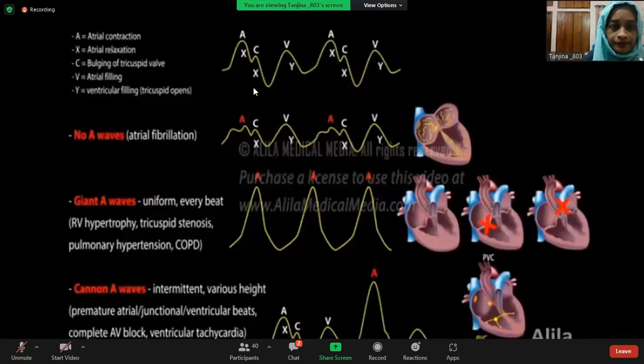Sometimes in some diseases there is no A wave. In atrial fibrillation, the A wave is not produced because the atria cannot contract properly. A giant A wave is formed in right ventricular hypertrophy, tricuspid stenosis, and also in pulmonary hypertension. And this is the cannon wave JVP, with intermittent and varying height of the A wave. It is found in complete heart block.